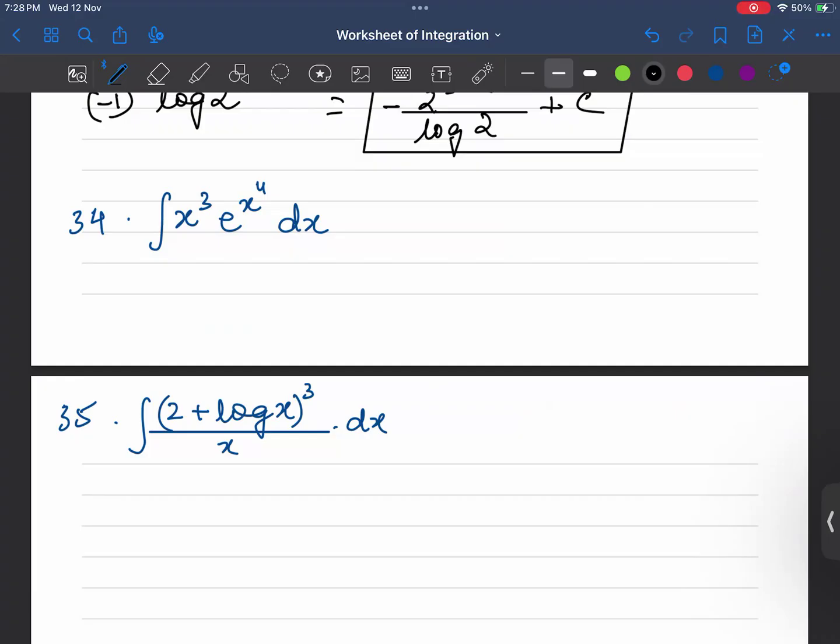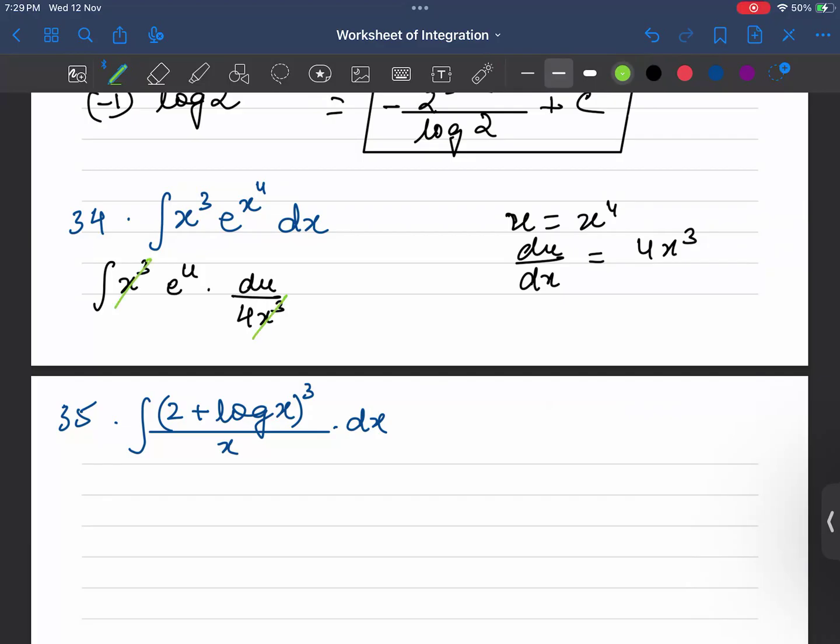And now we know if we substitute that u equals x power 4, it would be du upon dx equals 4x cube. Yes? Now, when we substitute in the question x cube e power u dx, we can write du upon 4x cube.